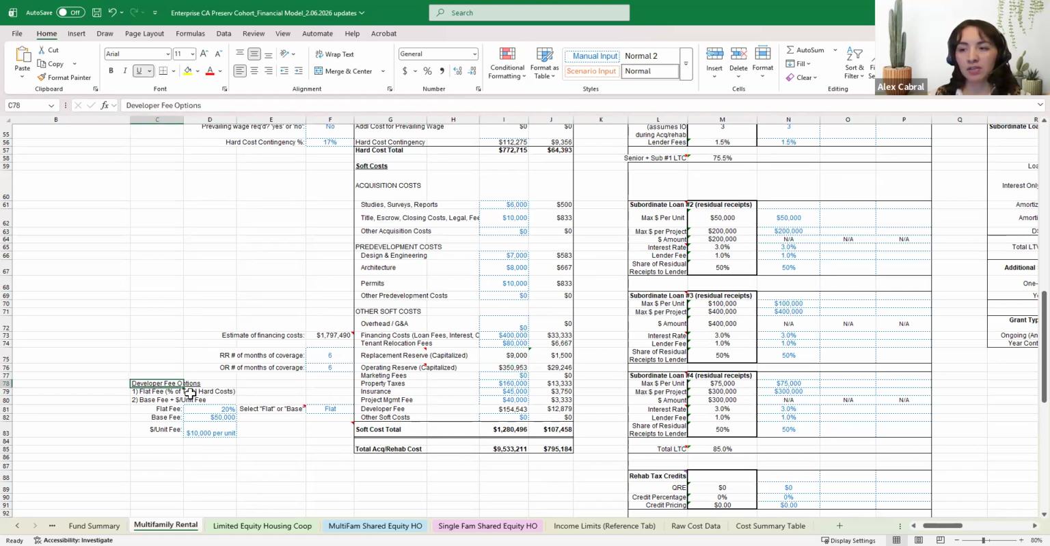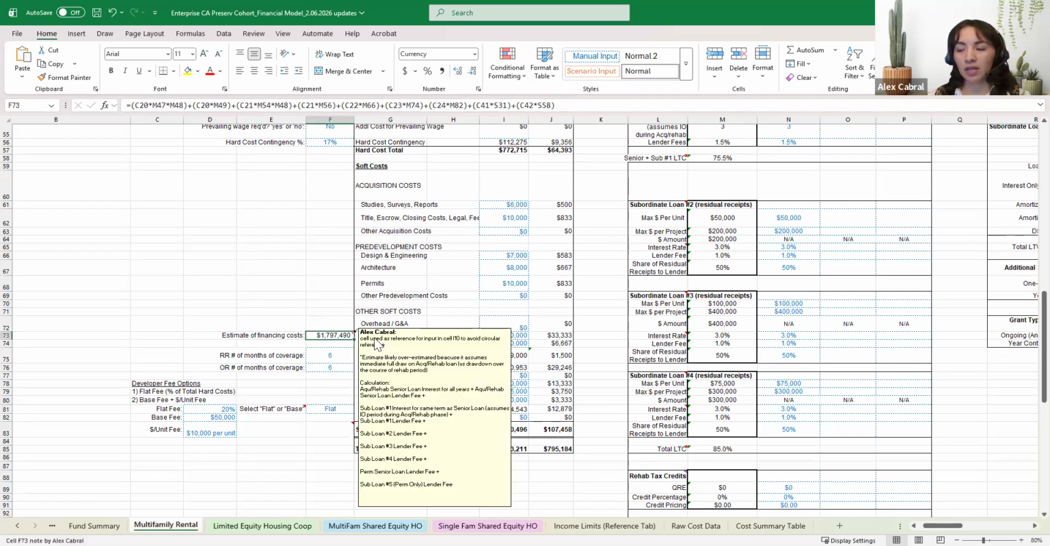This here gives you a couple different options for developer fee. You can change between a flat fee or a base fee. If you're using a flat fee, you just put in the percentage. If you're using a base fee, it's the base multiplied by however the cost per unit times the number of units. So that toggles there.